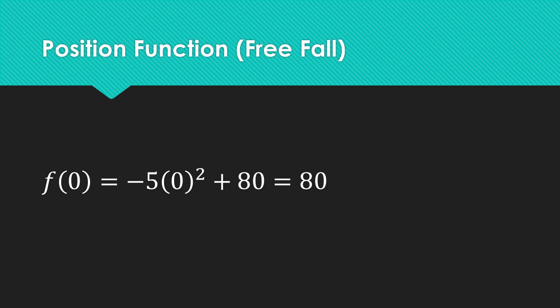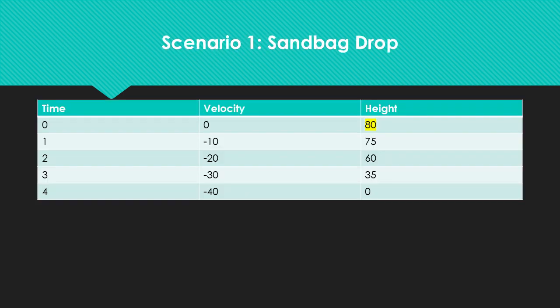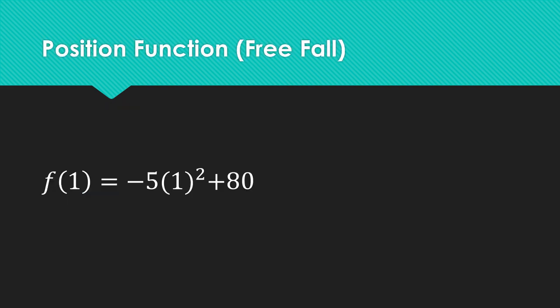And that's the same that we got in our table. We got 80 for the height at time t equals 0. So let's find f of 1. We find f of 1, which is -5 times 1 squared, which will be -5, and -5 plus 80, of course, is 75. Same measurement we got in our table.